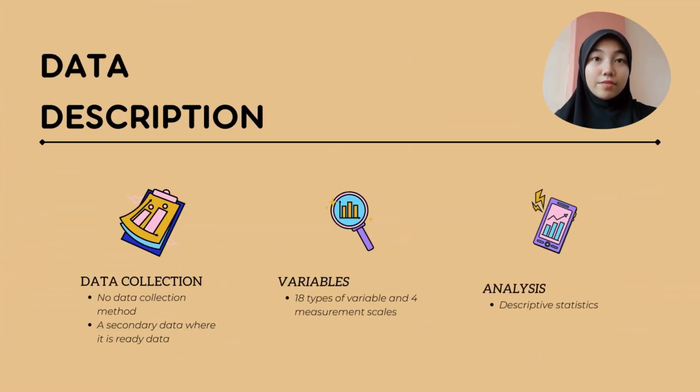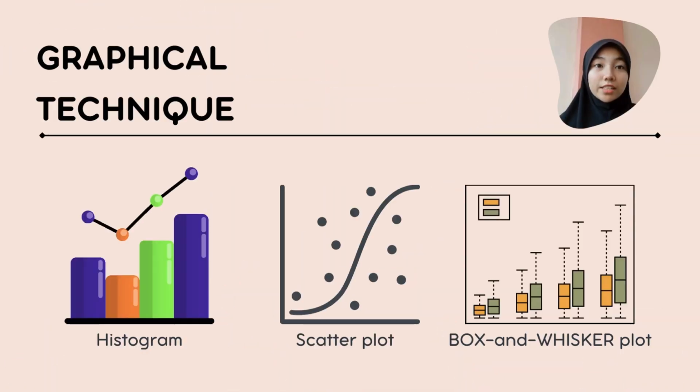The next one, for data collection, there is no data collection method because we use secondary data, where it is already data. And for variables, there are 18 types of variables and 4 measurement scales. And for analysis, we use descriptive statistics. For graphical technique, in our project, we use histogram, scatter plot, and box and whisker plot.